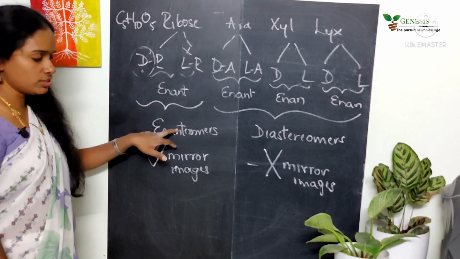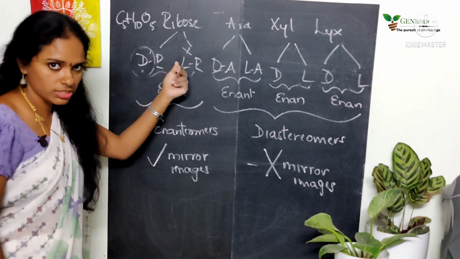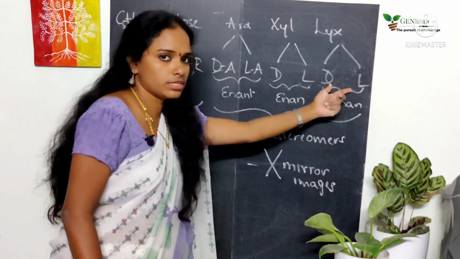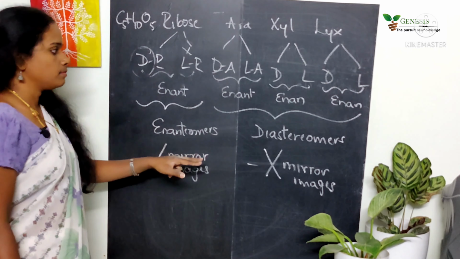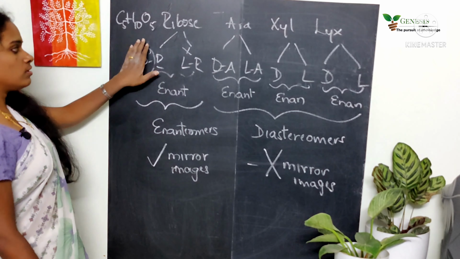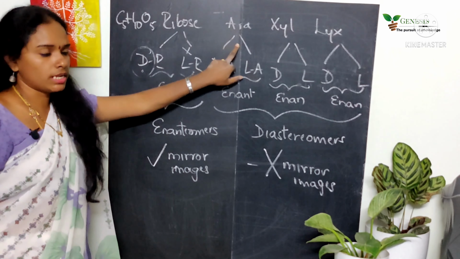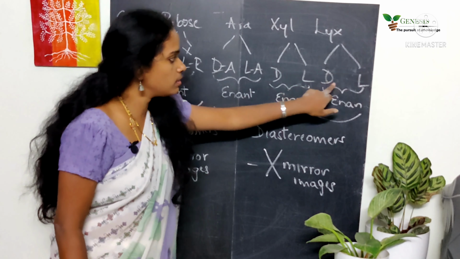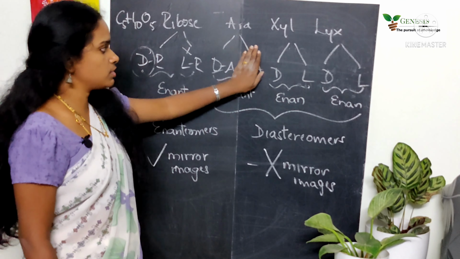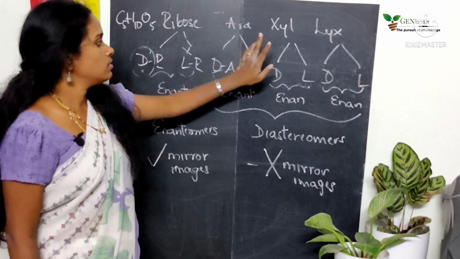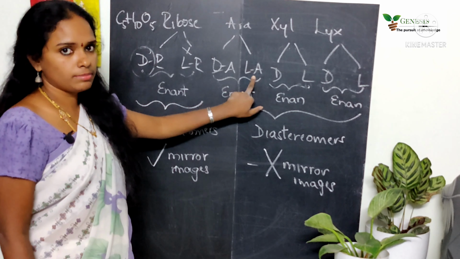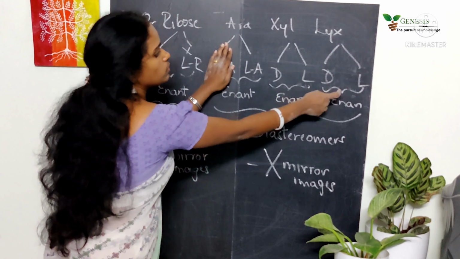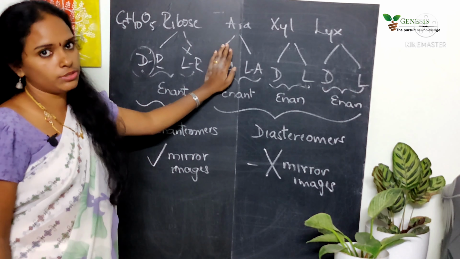Enantiomers are the mirror images. D and L forms are mirror images. So these two are enantiomers, these two are enantiomers, these two are enantiomers. But for any of these, for example, even for arabinose, for this D form, the remaining forms will be diastereomers, except its L form. For the L form of arabinose, except the D form, the remaining isomers will become diastereomers.